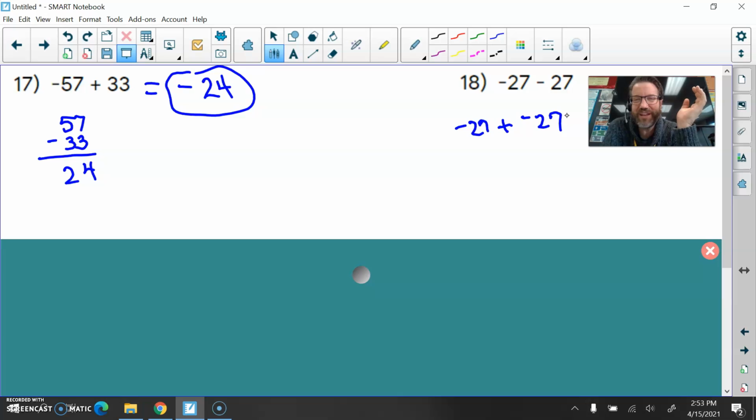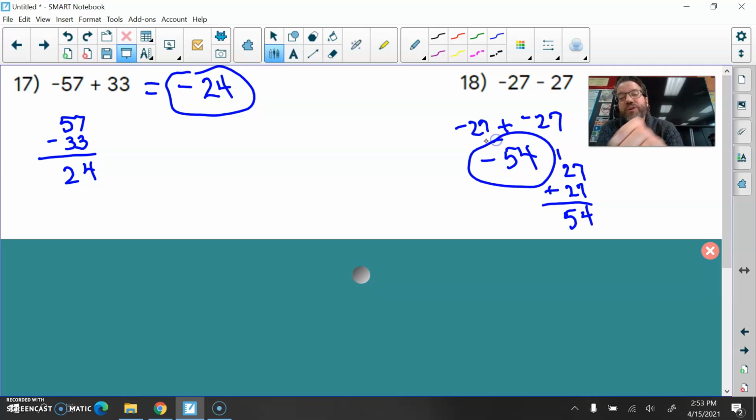We have 27 negatives. We're adding 27 more negatives. So we're going to have even more negatives than what we started with. And now I can just add together their absolute values to find the total number of negatives that we have. 7 and 7 is 14. Carry the 1. 2, 2, and 1 is 5. So we have 54 negatives altogether. Our answer is negative 54.